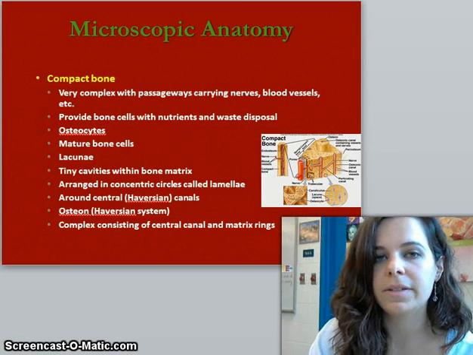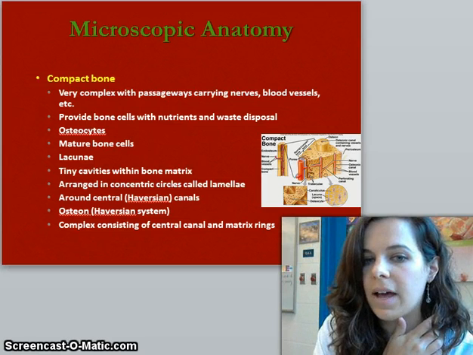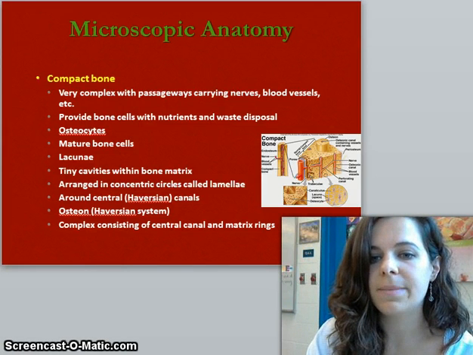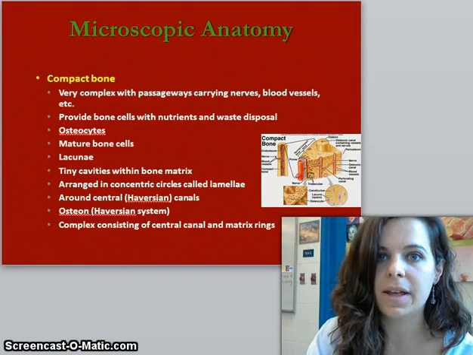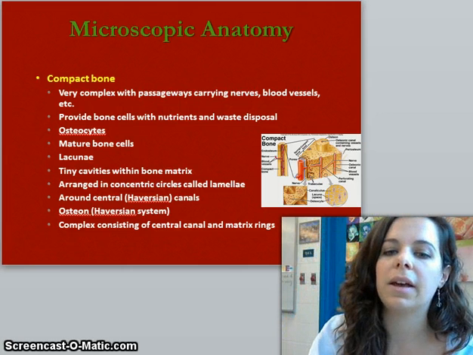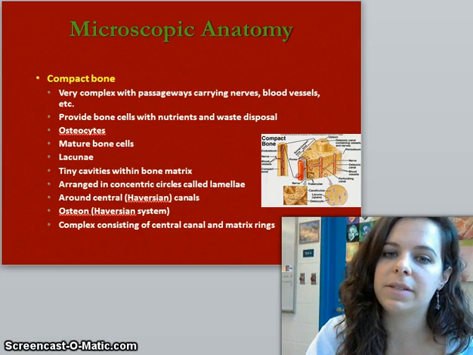As we go into the microscopic anatomy, we're going to discuss compact bone. Compact bone is actually very complex. It has many passageways that carry nerves and blood vessels, and those provide bone cells with an area for nutrients and waste disposal.